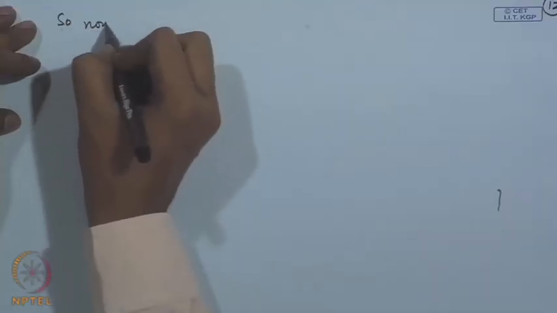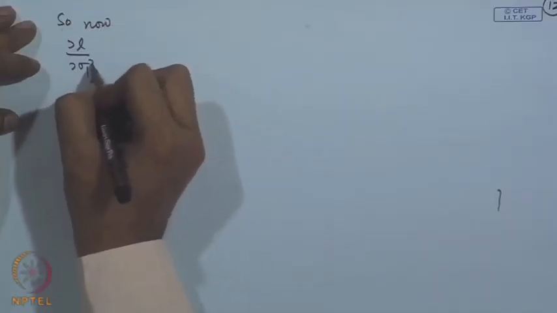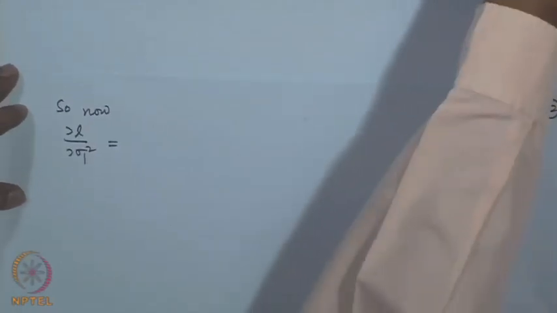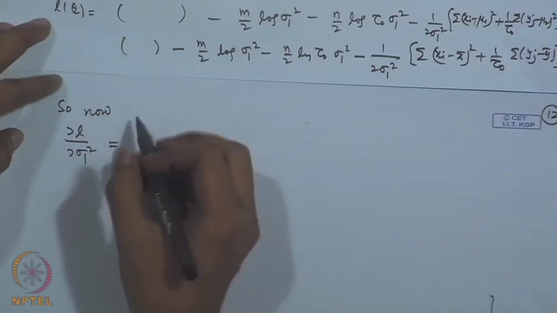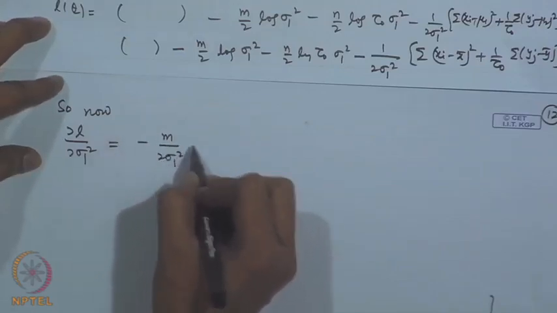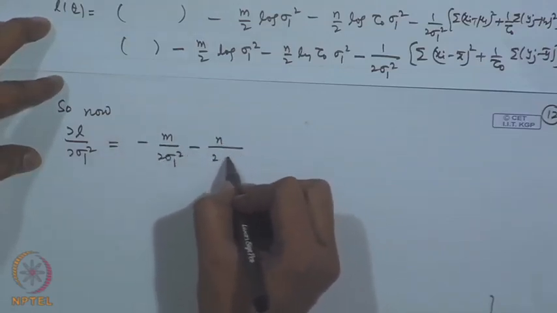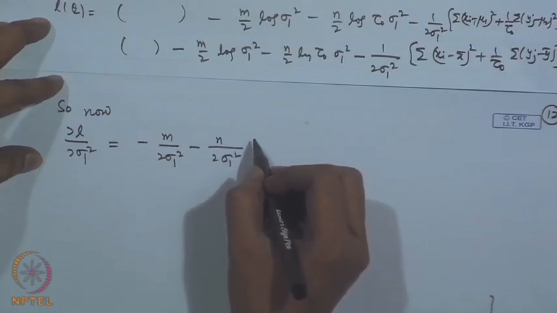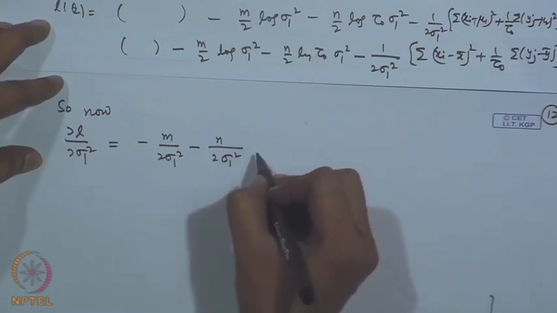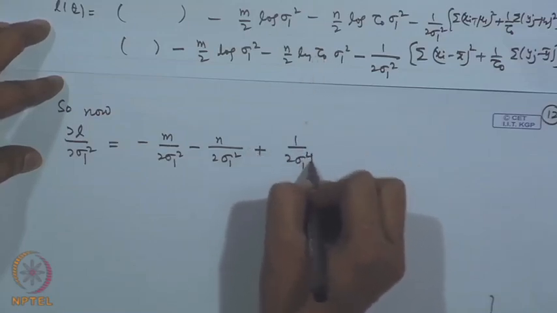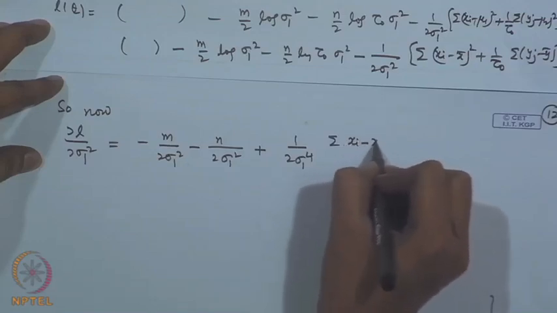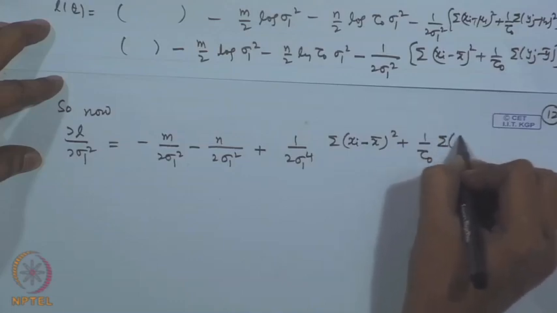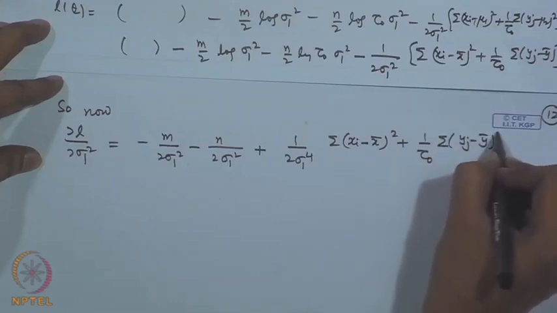So, let us consider that now. Now del L by del sigma 1 square will give me, let us look at this thing, minus m by 2 sigma 1 square minus n by 2 sigma 1 square, and this term will not play a role, plus 1 by 2 sigma 1 to the power 4 times sigma x i minus x bar square plus 1 by tau naught sigma y j minus y bar square.